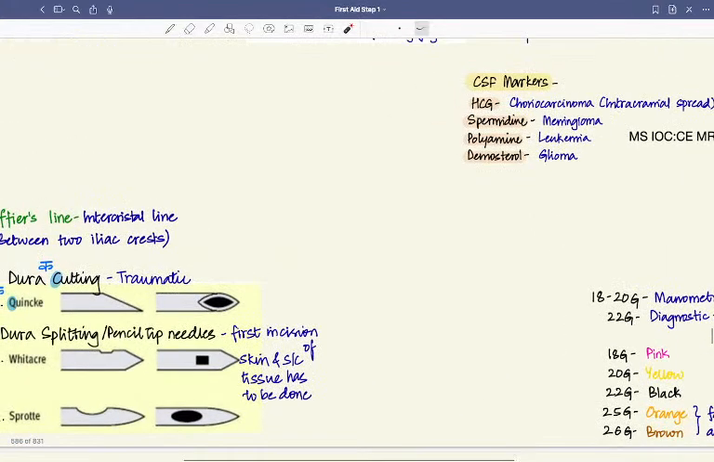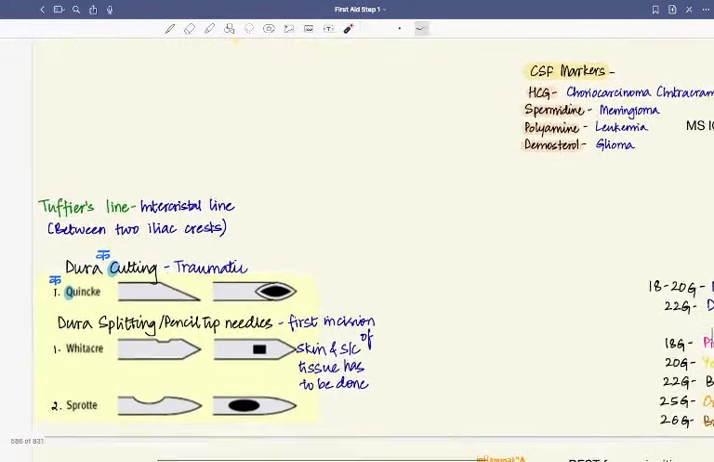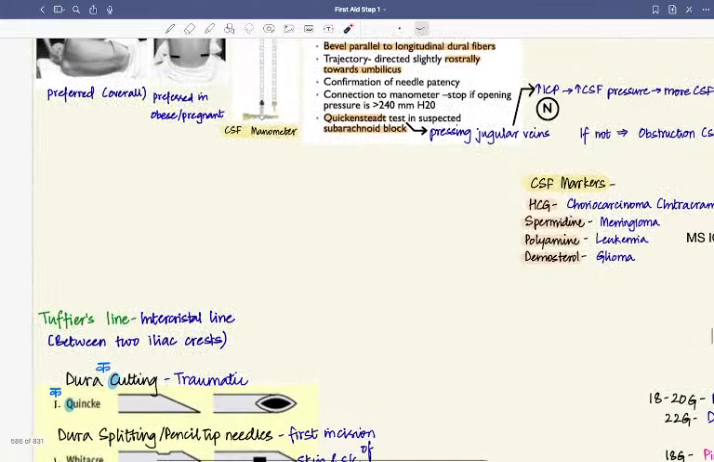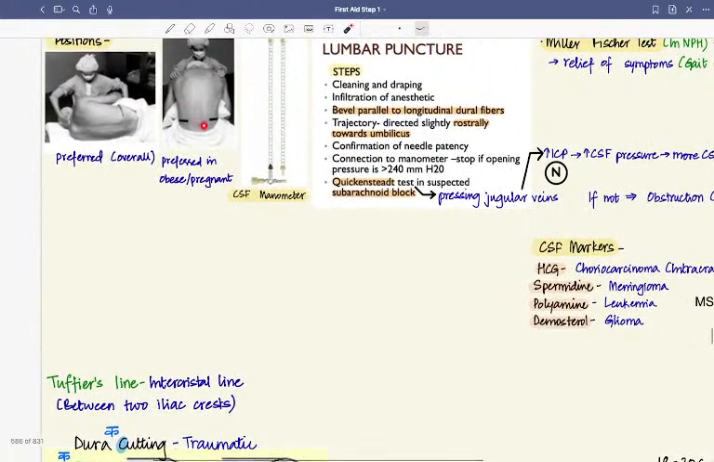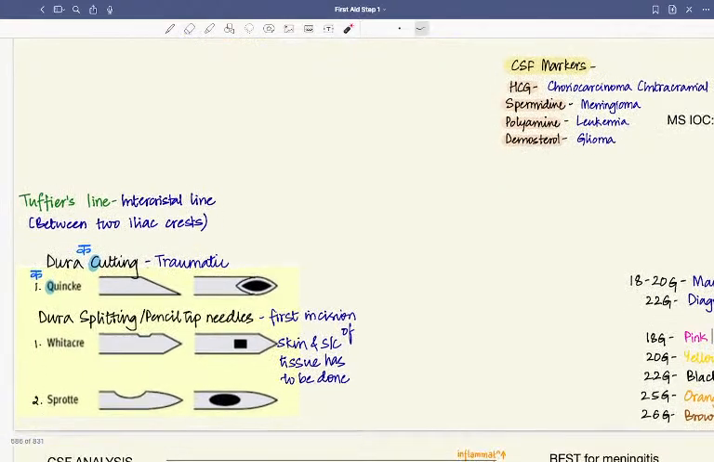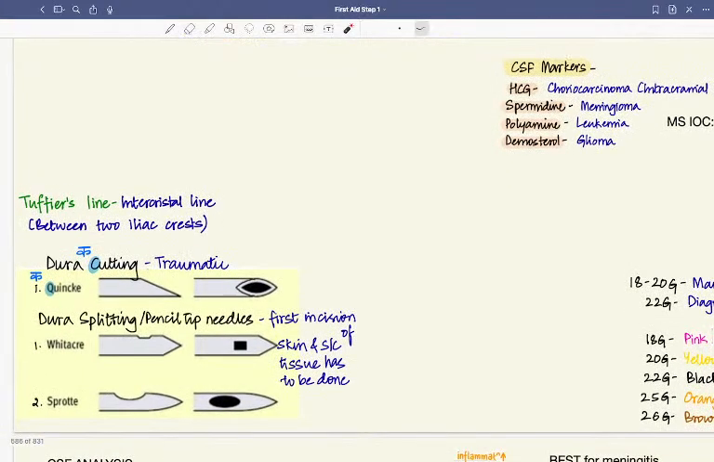Now lumbar puncture needles. Tuffier's line, that is the intercristal line, we consider that. Next is dura cutting and dura splitting. Quincke has a K in it, so cutting. The rest two, Whitacre and Sprotte, are dura splitting needles. For pencil tip needles, first give an incision of the skin and subcutaneous tissue, and then insert the needle.